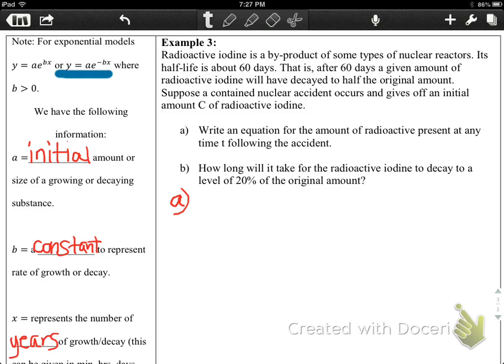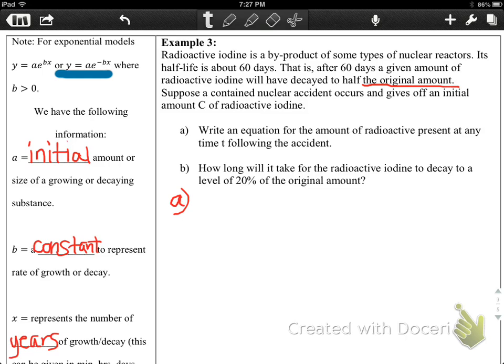Okay. And so in part A, you are asked to write an equation for the amount of radioactive material present at any time T following the accident. Just to recall, this problem talked about a byproduct of radioactive iodine where the half-life is about 60 days, which means after 60 days, a given amount of radioactive iodine will have decayed to half the original amount. And I'm underlining that because that's something I sort of skipped over, but is really important in setting up how we're going to solve this.